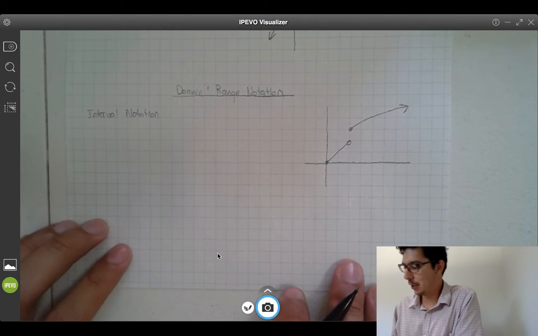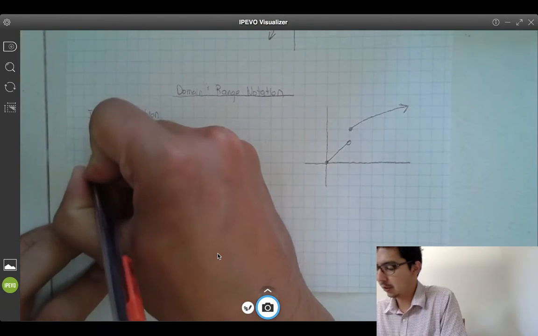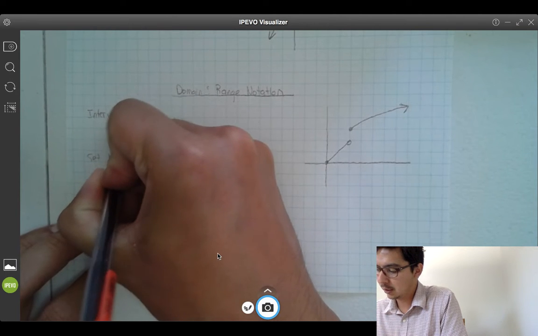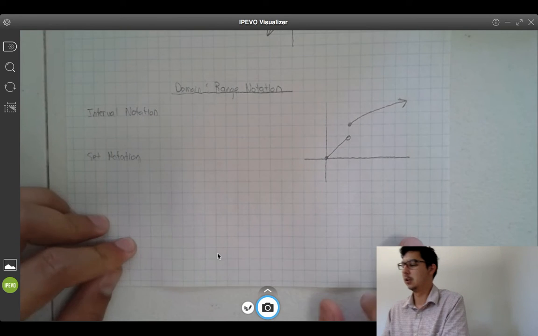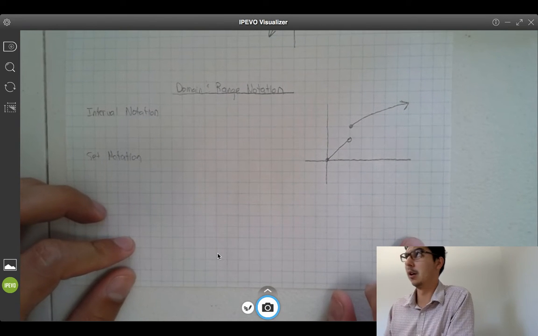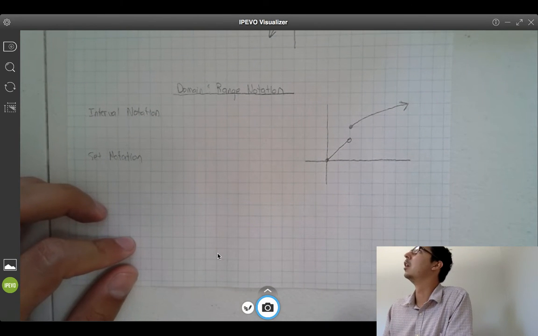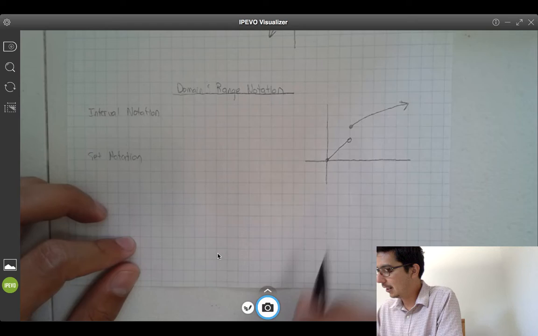On domain and range notation, interval notation, and set notation, the two new ones. This is in case, again, you don't understand the math notes box. Here to make it easier for you. So say I have this graph here.